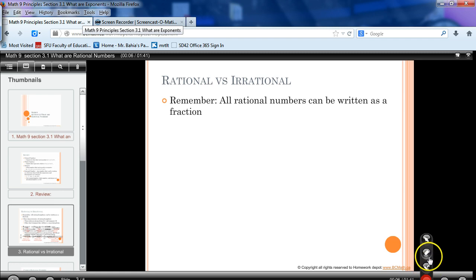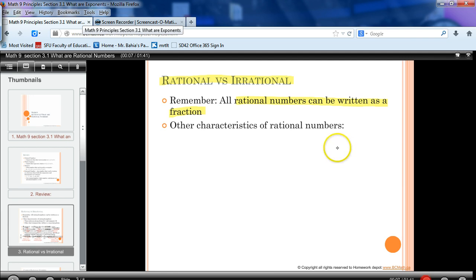Oops, getting used to this system here. So rational numbers can be written as a fraction. If I highlight it, I suggest that you write it down. Rational versus irrational is the title. All rational numbers can be written as a fraction. Some other things about rational numbers.